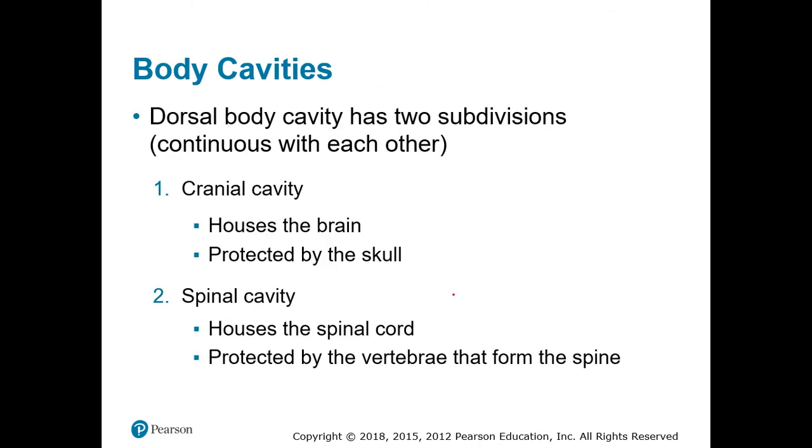So here we're going to go through these. I did mention them when we talked through them, but here they are in word format. Dorsal body cavity has two subdivisions, cranial cavity, and this continuously runs into your spinal cavity. We talked about your cranial cavity holding your brain. It's protected by your skull. Spinal cavity houses the spinal cord, and it's protected by the vertebrae in your vertebral column.